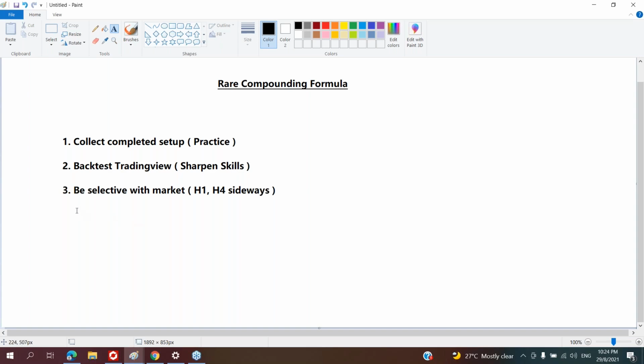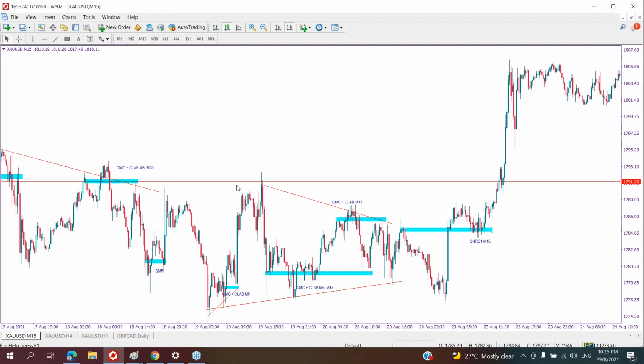And number three, be selective with the market. Being selective means looking at the movement of the market: H1 and H4 sideways. I don't recommend daily, but I recommend H4 and H1. The pair that I suggest is gold. I don't suggest Bitcoin, I don't suggest NZDJPY, I don't suggest any other pair, only gold. Now I'll give you an example.